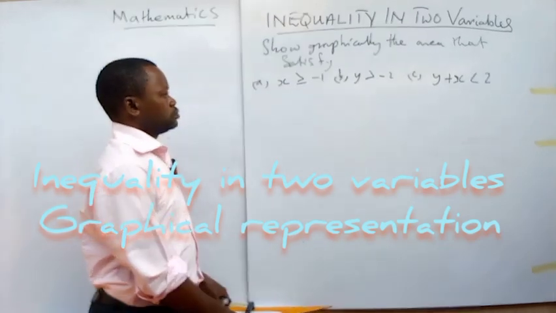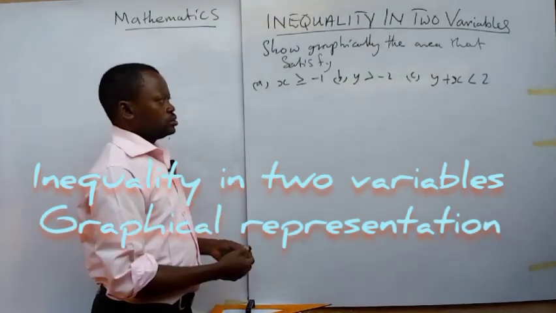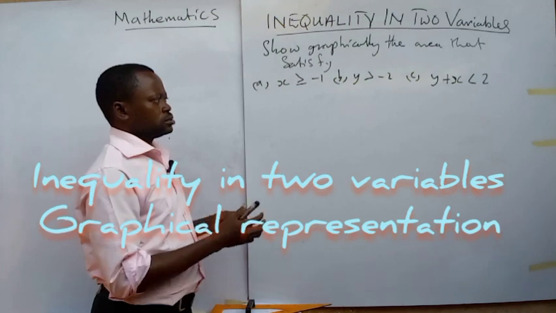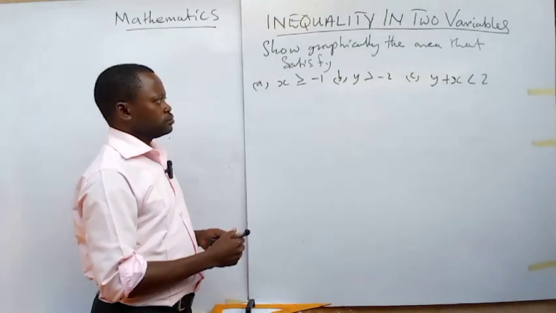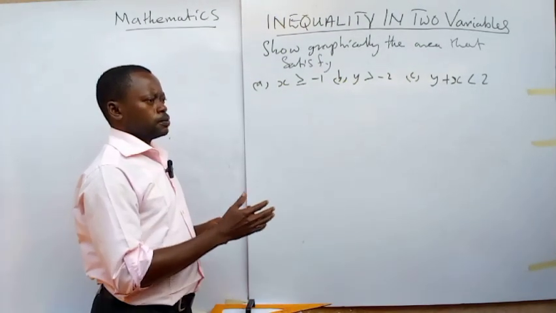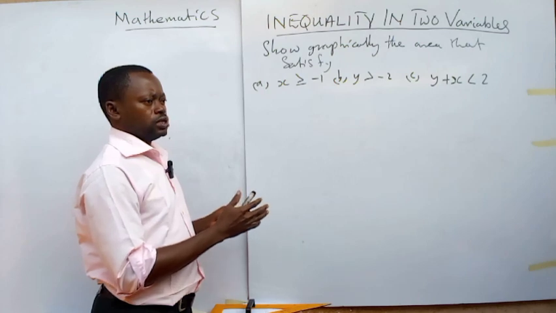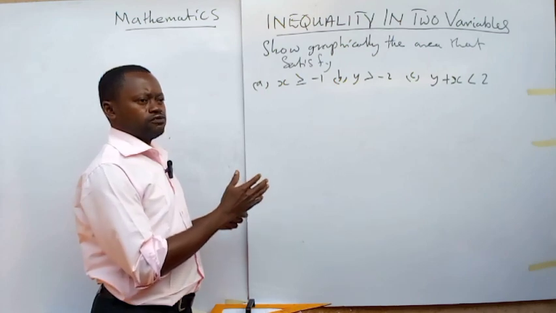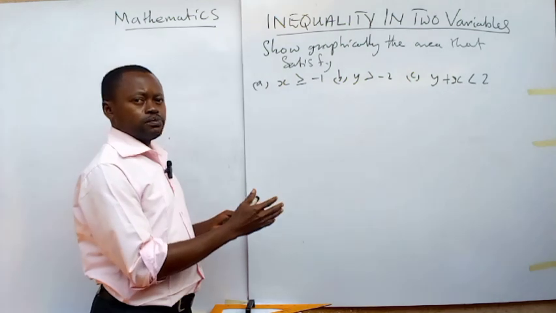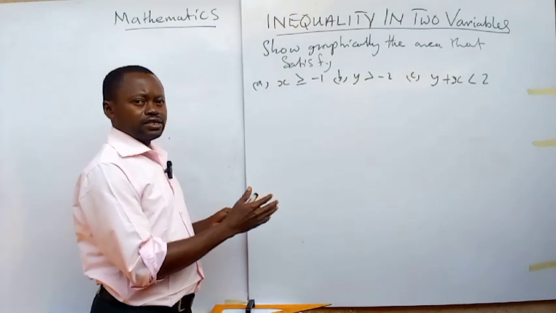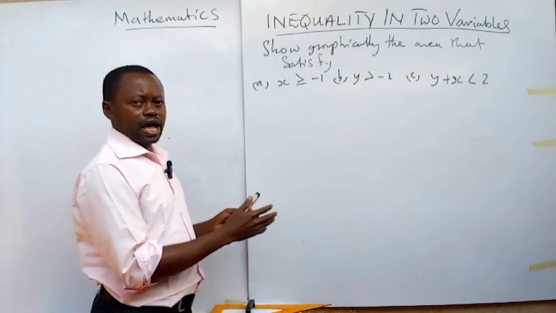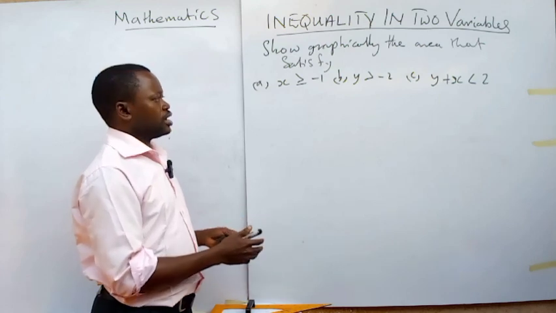As we are progressing into inequality in two variables, graphical representation of it, we need to understand how to put up values on the Cartesian plane. What I mean by that is the x and the y axis.